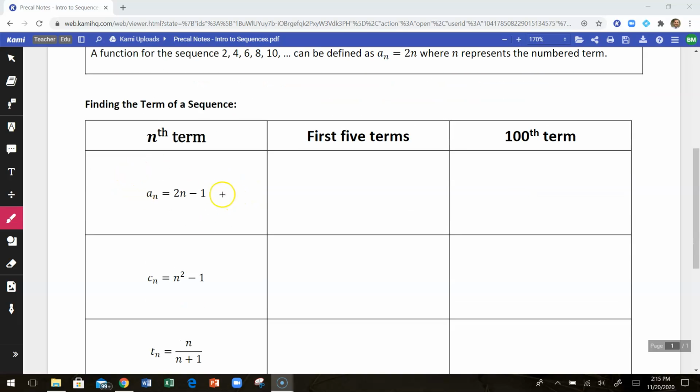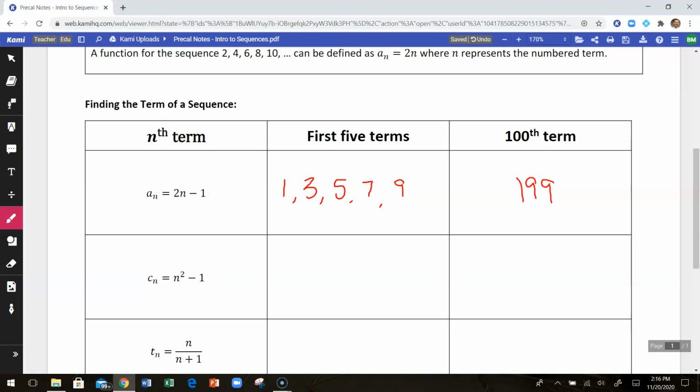Alright, so here we're given a formula. We just want to find the first 5 terms and then also the 100th term. So a sub n equals 2n minus 1. So if I want to know the first 5 terms, I just want to plug in 1 through 5. If I plug in 1, 2 times 1 minus 1 is 1. If I plug in 2, that's going to give me 3. If I plug in 3, I'm going to get 5. If I plug in 4, I'm going to get 7. And if I plug in 5, I'm going to get 9. So there are the first 5 terms. The 100th term, if I plugged in 100, I would have 200 minus 1, which would be 199.